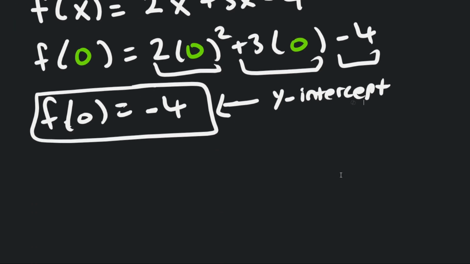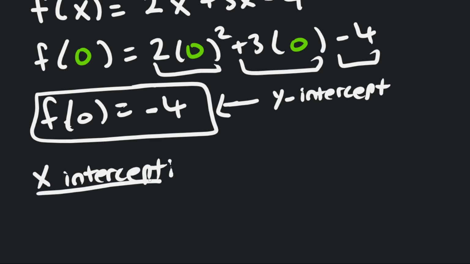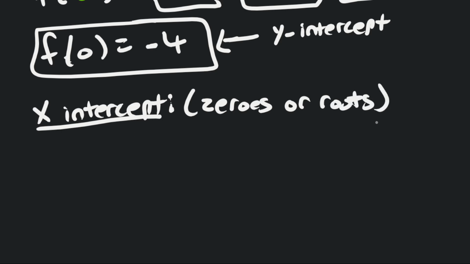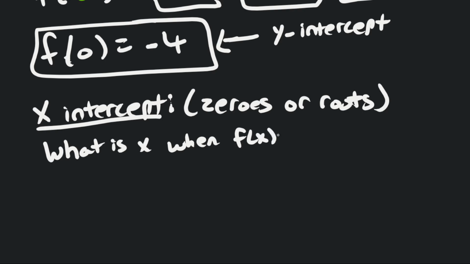Now let's talk about the x-intercepts. How do we find the x-intercept? We know that the x-intercept has a special name when it comes to quadratic equations. They're also called zeros or roots. So basically what the x-intercept is: what is x when f of x equals 0?